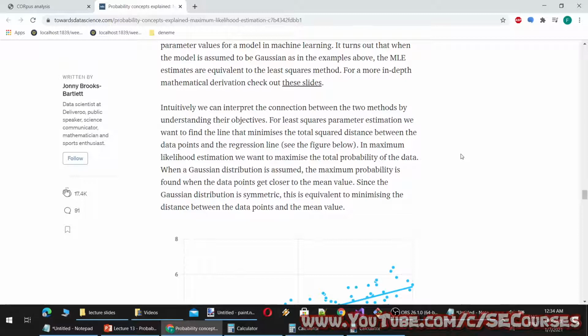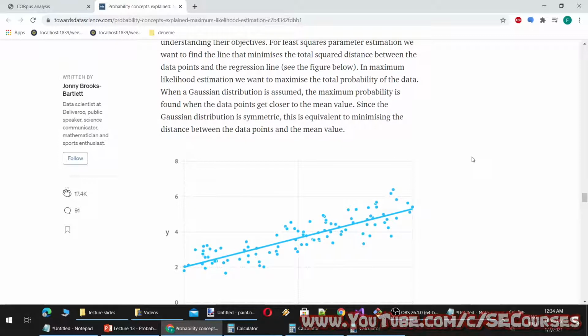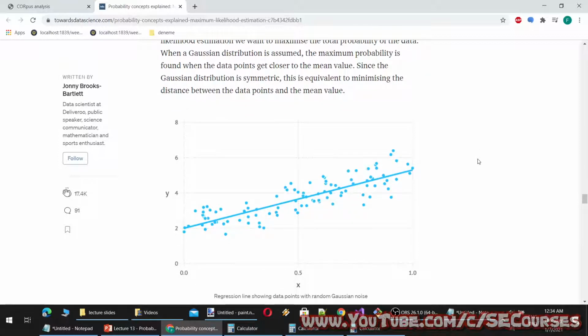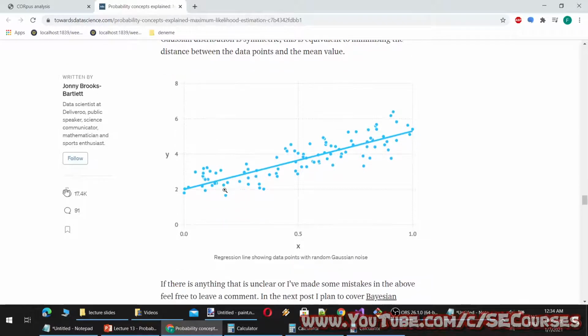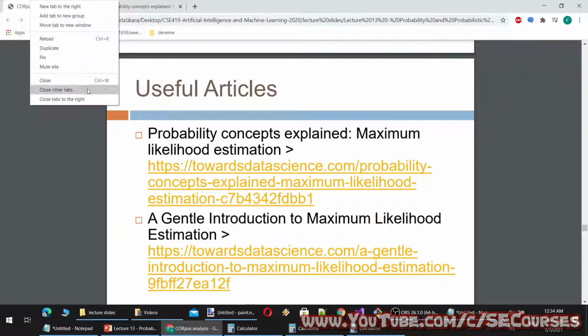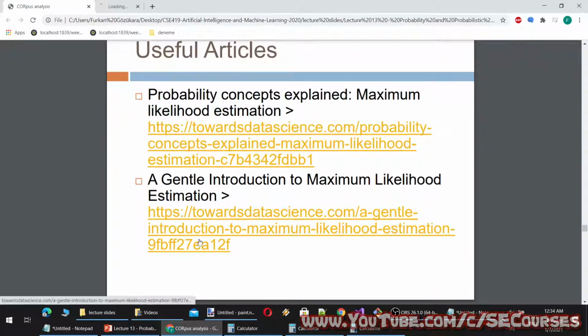In maximum likelihood estimation we want to maximize the total probability of the data. When a Gaussian distribution is assumed, the maximum probability is found when the data points get closer to the mean value. Since the Gaussian distribution is symmetric, this is equivalent to minimizing the distance between the data points and the mean value.